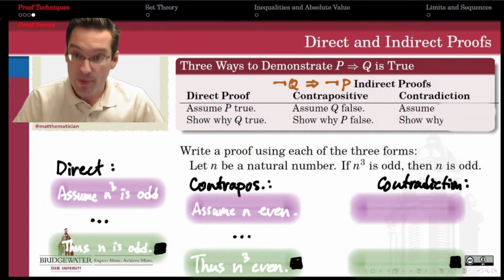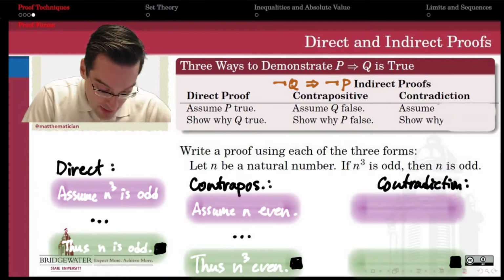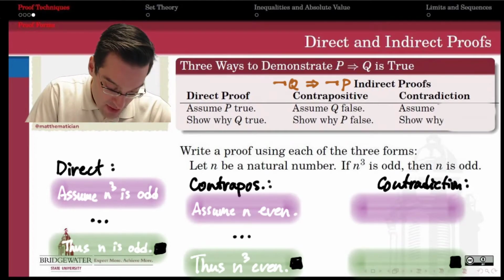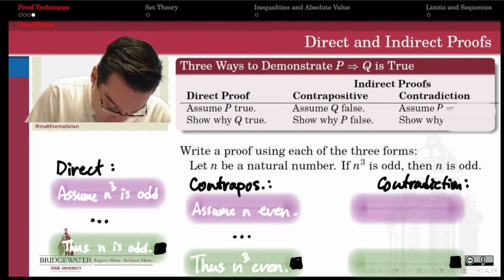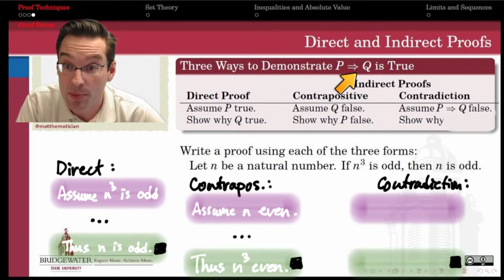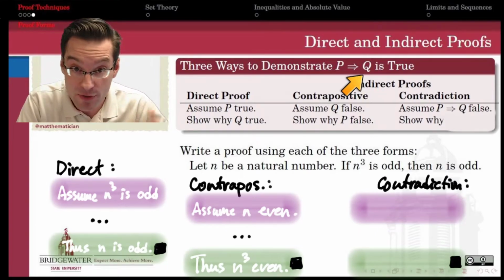So to write a proof by contradiction, we end up starting with an even stronger assumption than we had when we were talking about the direct proof or the contrapositive proof. We assume the exact opposite of the thing that we're trying to prove. We're trying to prove that P implies Q is a true implication.